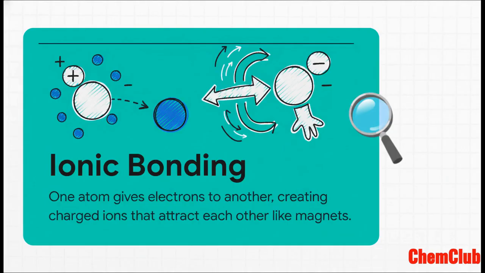It's officially called ionic bonding. It's pretty simple. One atom has an extra electron it's dying to get rid of, and another atom desperately needs one to be full. So the first atom just gives its electron away. Boom. Now one atom is positive, the other is negative, and just like magnets, they snap together.